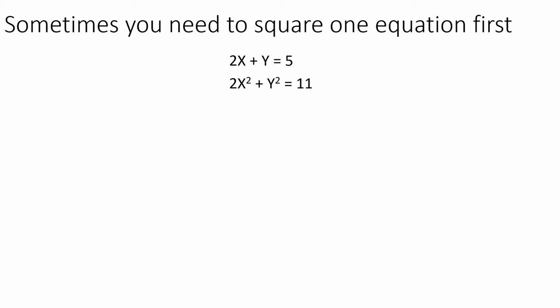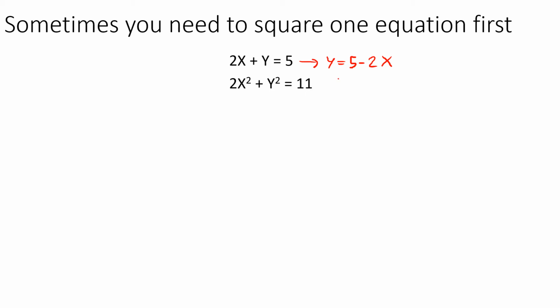So in this example, I've got 2x plus y is 5. I've got 2x squared plus y squared is 11. And I think the obvious thing to do is to rearrange this top one to be y equals 5 minus 2x. But this isn't y, this is y squared, so I'm going to need to square this before I can actually find anything.